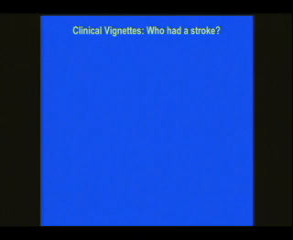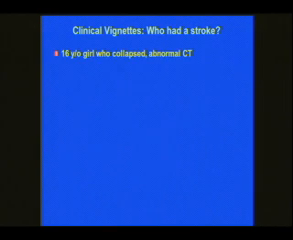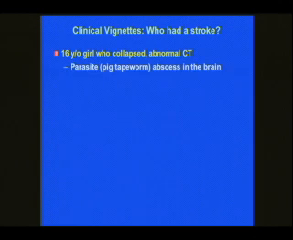Okay, so you've got 5 vignettes, and let's walk through and see. Let's just do a show of hands. This is going to be real simple. To remind you, the girl who collapsed and had the abnormal CT, how many in the audience think that this patient had a stroke? Okay, makes a lot of sense. She's got something in her brain, and I would think that that's a reasonable estimate. That's what I thought when I saw her.